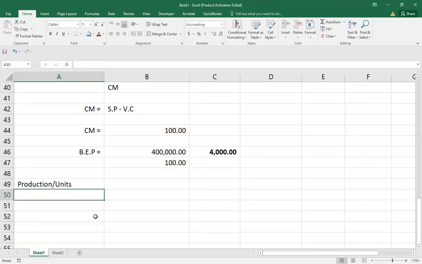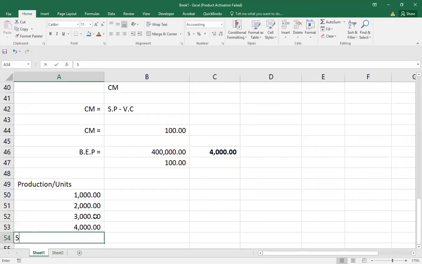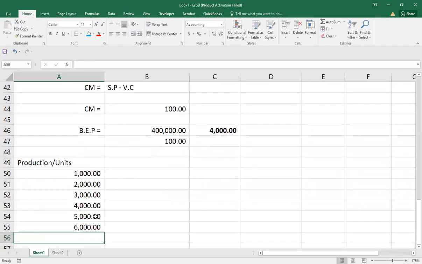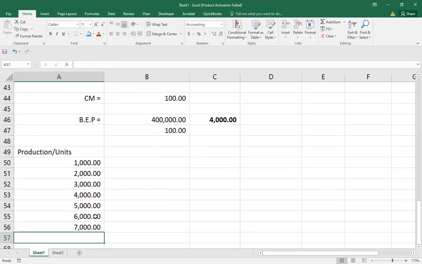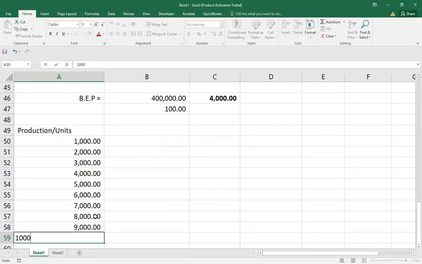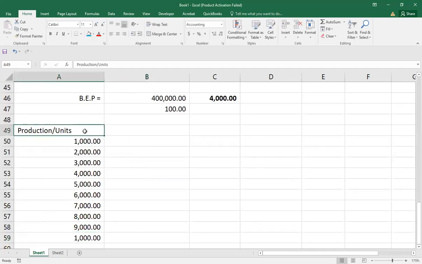So basically, you can prepare a chart over a range of 1,000. So I'm having 1,000, 2,000, 3,000, 4,000, 5,000, 3 top, 3 down, right? 5,000, 6,000, 7,000. You can go 8,000. You can go up to 10,000, 9,000, 10,000. So literally that is our range. That is production units.